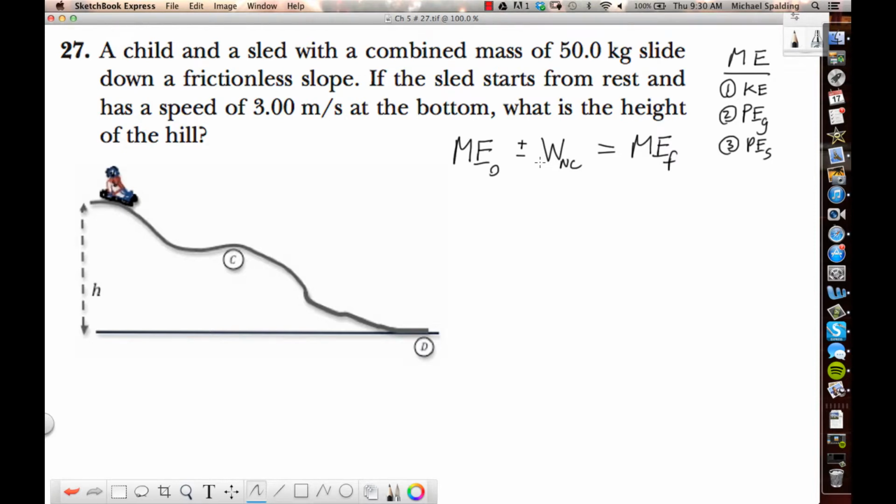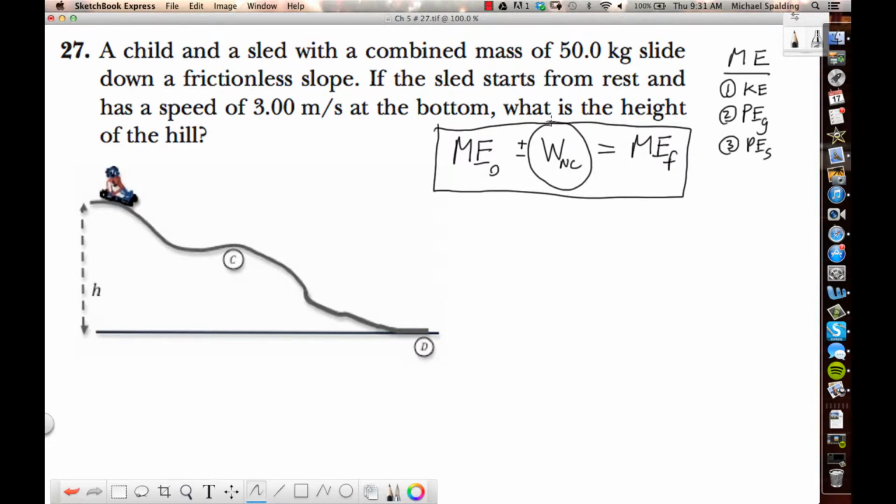Okay, so this problem is conservation of mechanical energy. Now, what I have written here, the idea with conservation of mechanical energy: mechanical energy initial plus or minus any work done by a non-conservative force will equal mechanical energy final. Now let's talk about the work non-conservative.